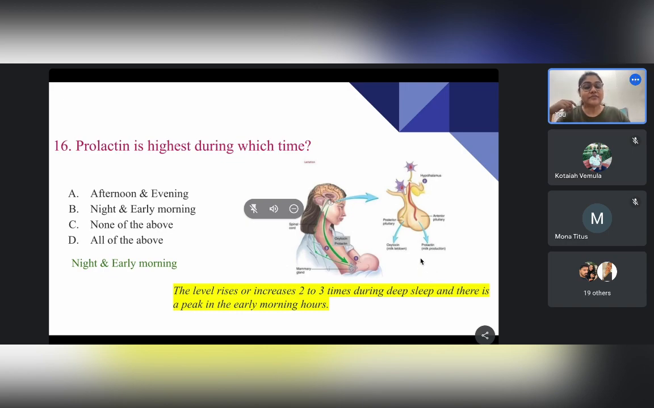Now, what is the importance of this prolactin? The levels increase during night and also during the early morning hours. If there is more prolactin hormone, there is more milk production, and hence the mother should feed the child at least 3 to 4 times during the night. As we have discussed, in 24 hours the mother should feed the child 10 to 12 times, and during the night it should be around 3 to 4 times.